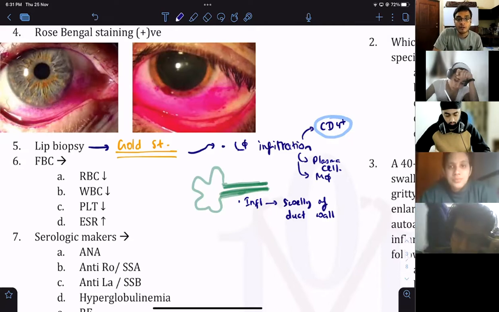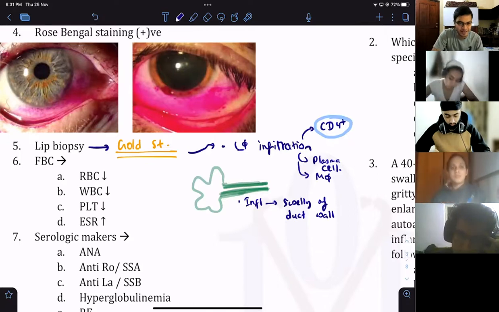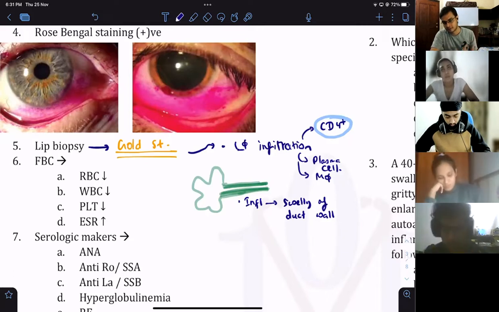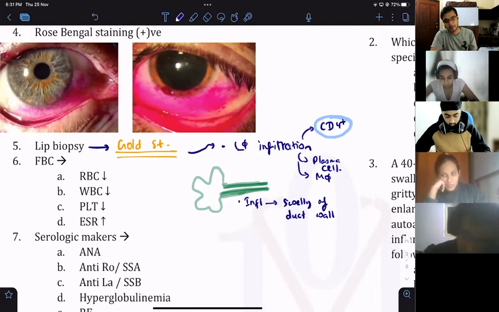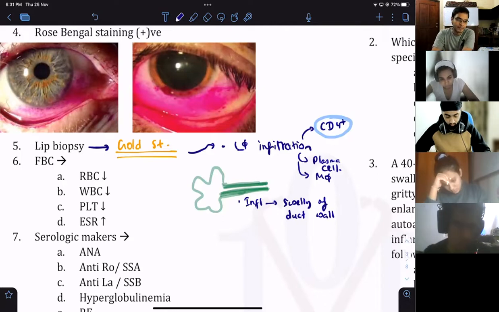Then we come to the full blood count, FBC. What will we see? Just like SLE, guys, similar picture, right? RBCs can be low, WBCs can be low, platelets can be low, thrombocytopenia. ESR can be elevated, right? CRP can be normal or high normal, right? Not very specific, right? Similar picture to SLE, similar picture to lupus, right?